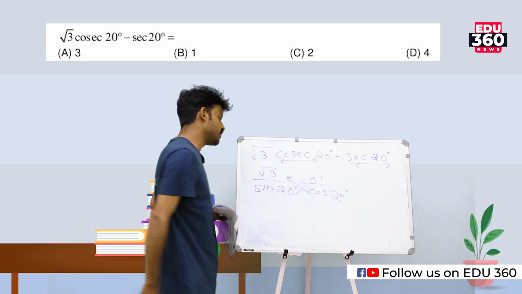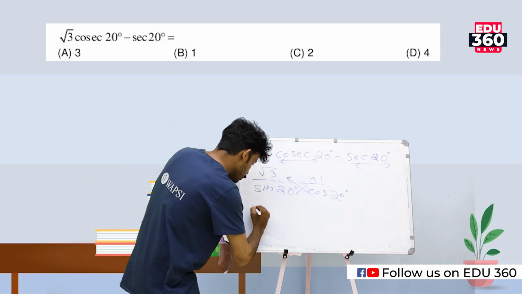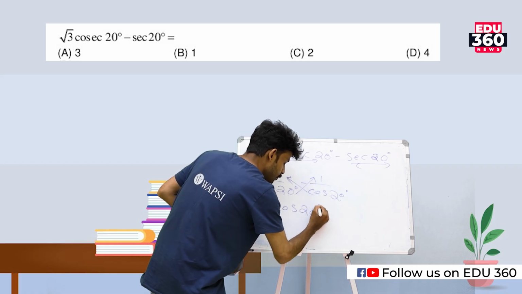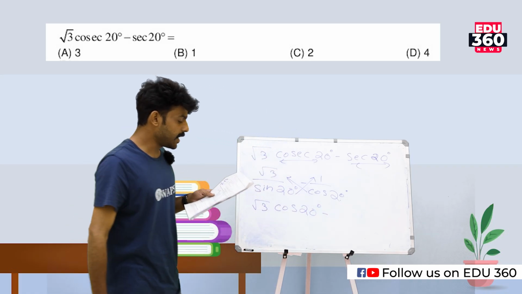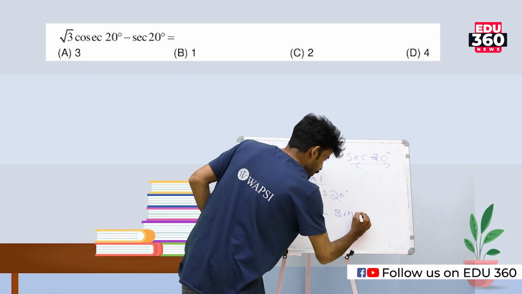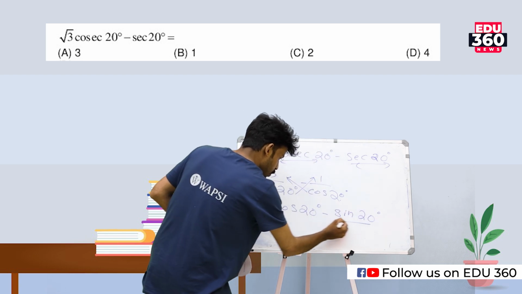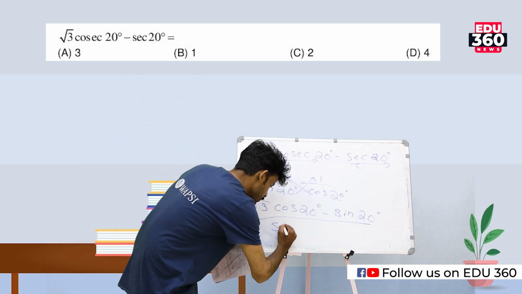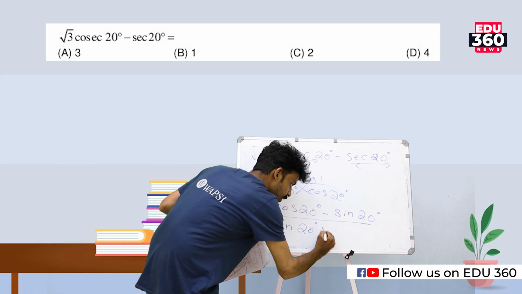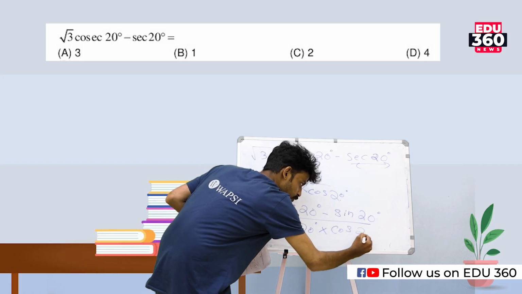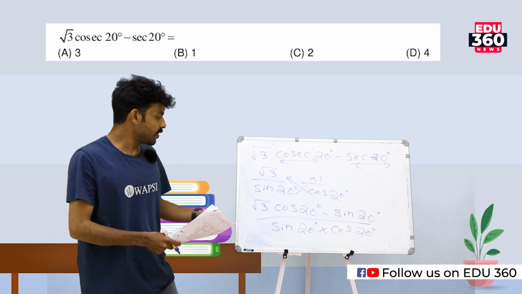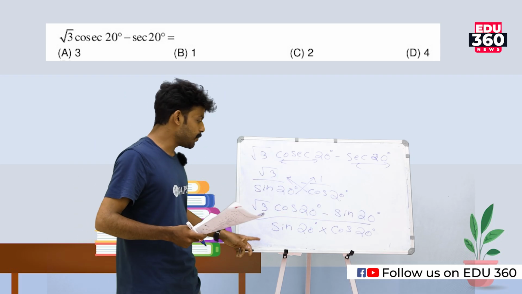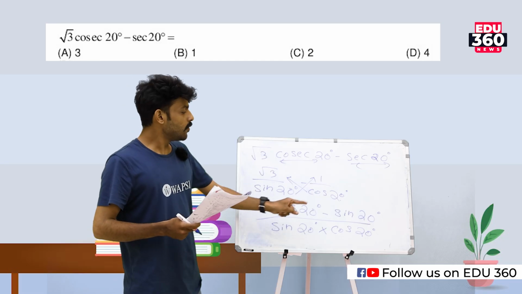So just multiply this. That means root 3 cos 20 degree minus sine 20 degree, all divided by sine 20 into cos 20. So the numerator is root 3 cos 20 degree minus sine 20 degree, divided by sine 20 degree into cos 20 degree.